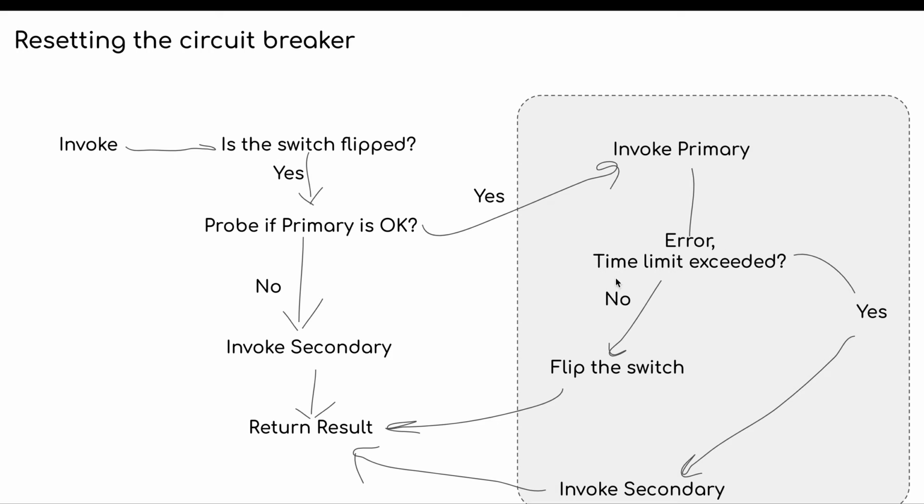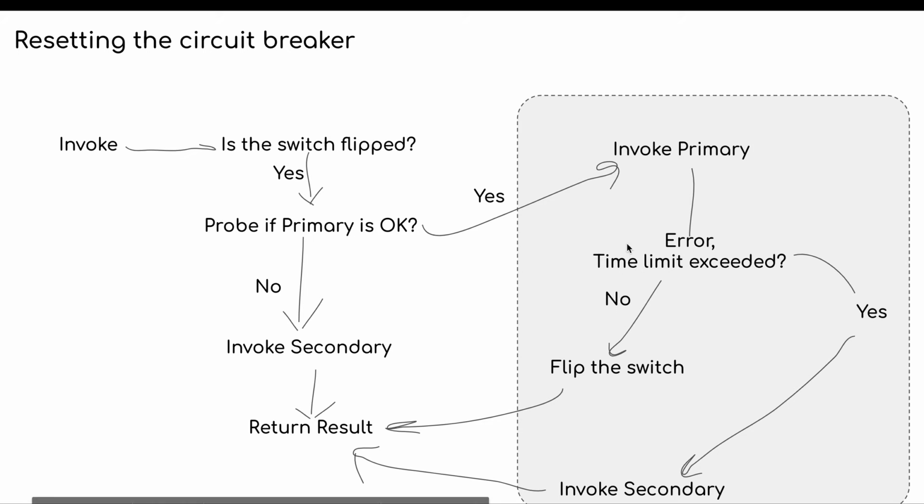Again, make a safe call to primary, check if it results in an error or if the time limit exceeds, and thus determine if primary is still at fault. If it's not at fault, then that means the primary is all good. We flip the switch to use the primary and then return the result. If not, if the primary is still at fault, then we just invoke the secondary and return the result.